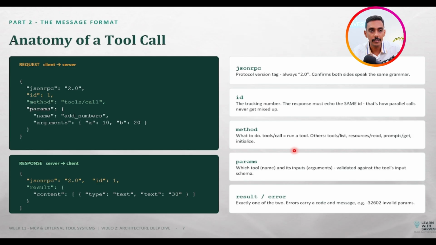Now the parameters, the payload. Two things are inside it. Name is add_numbers, which tells which tool it is, and arguments: a is 10, b is 20, the inputs.